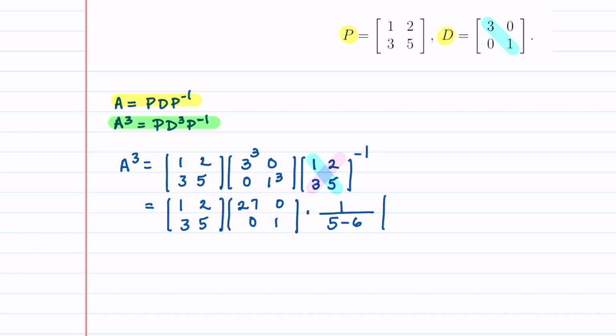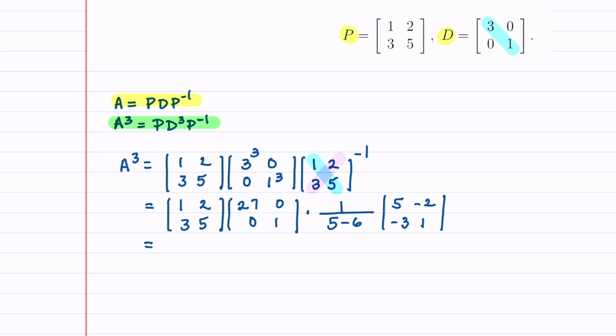And then we have to come up with the other part of the inverse. So what's going to happen with this part is that the entries along the main diagonal switch. So that's a 5 and a 1. And then the off diagonal entries in pink are going to get a negative.